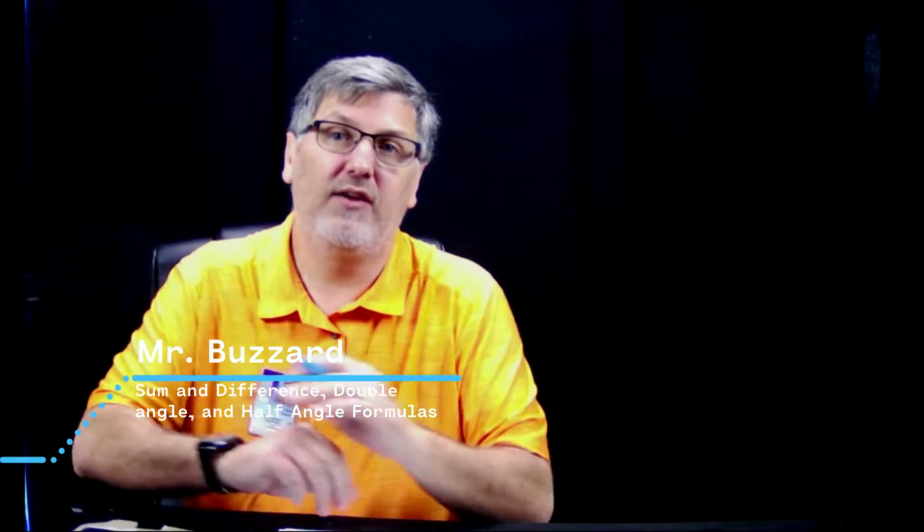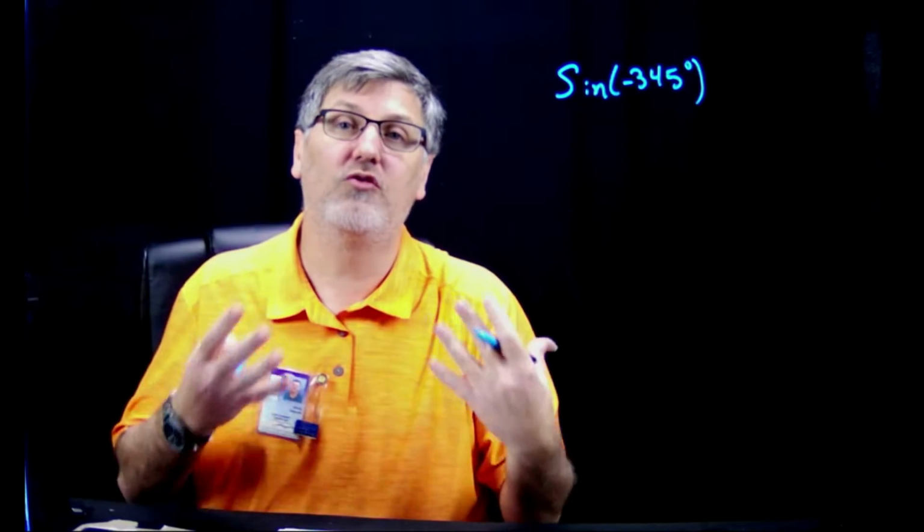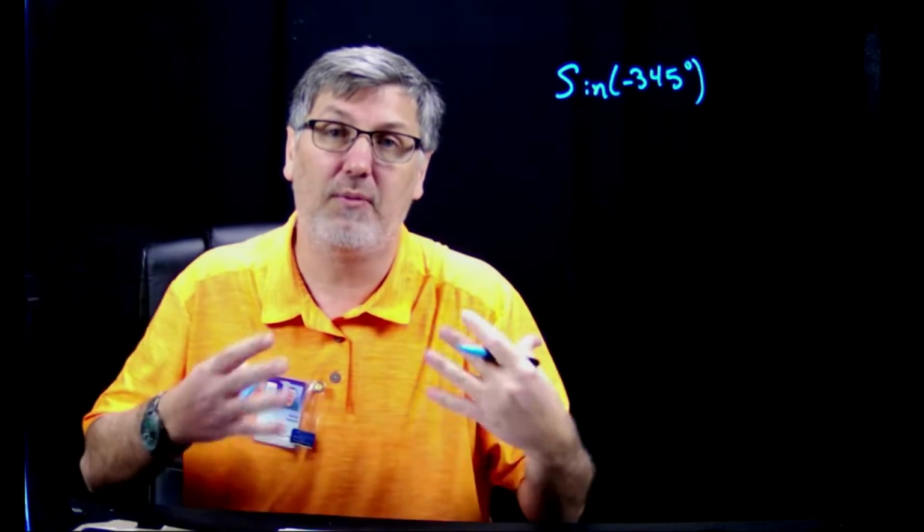All right, now that I've rolled out all the different identities and formulas that we're going to use in pre-calculus, let's look at some examples. So say I want to find the exact value of sine of negative 345 degrees. Well, when I say exact value, I've said in my class that it's always going to go back to the unit circle somehow, some way.